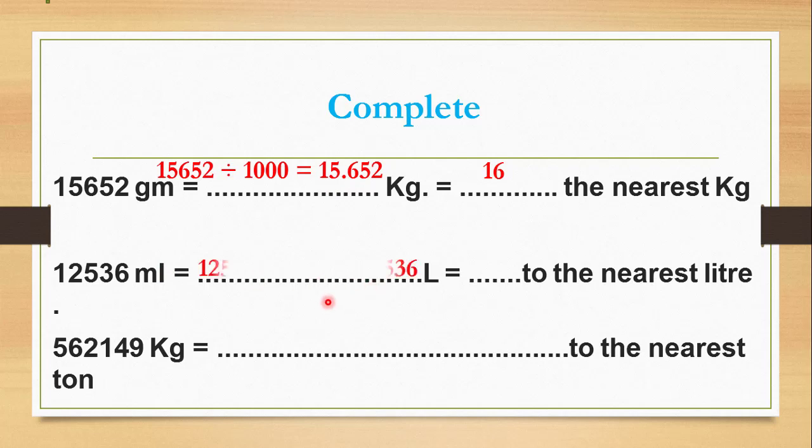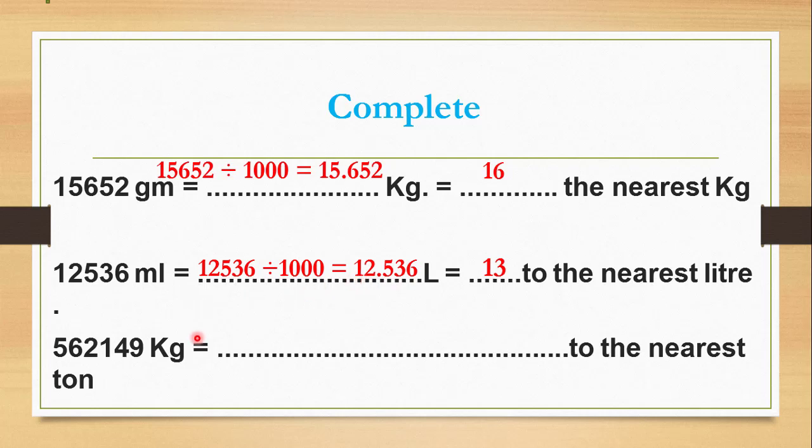The next one, from milliliter to liter. Also, divide by 1000. Then approximate to the nearest liter, it means to the nearest whole number. 12. And here we have 5. 5 is equal or greater to 5. I'll add 1. So I'll add 1 to 2 to become 13.